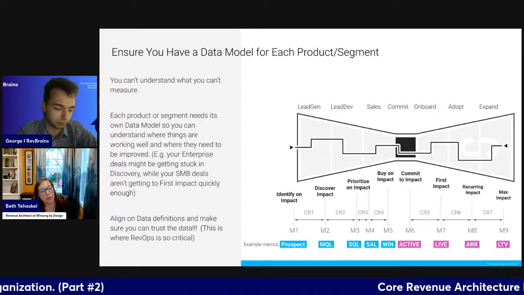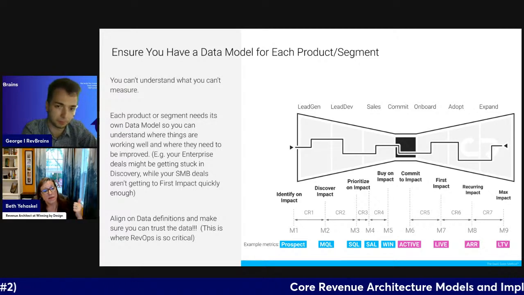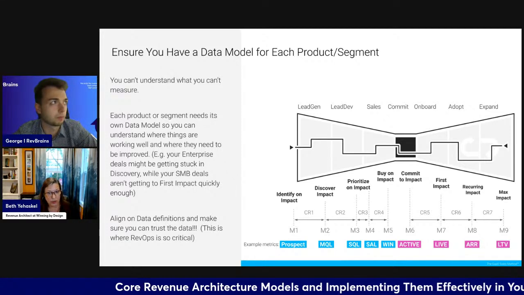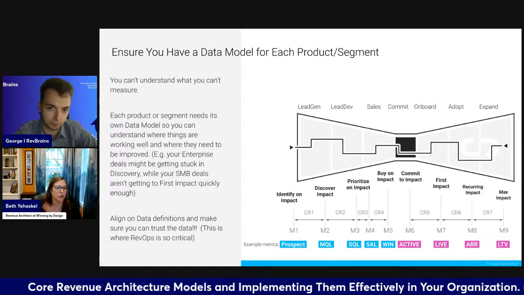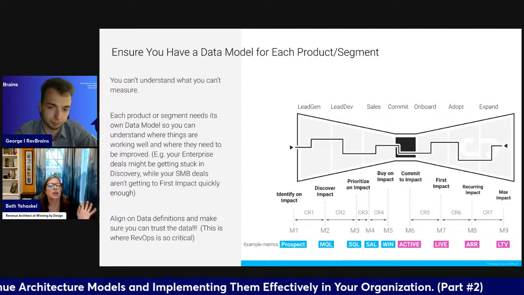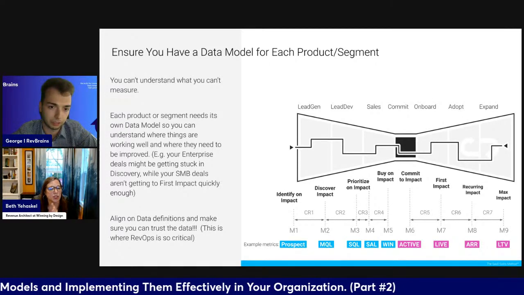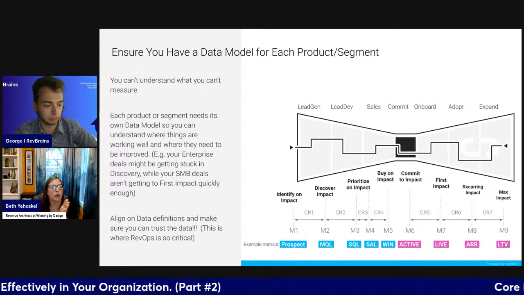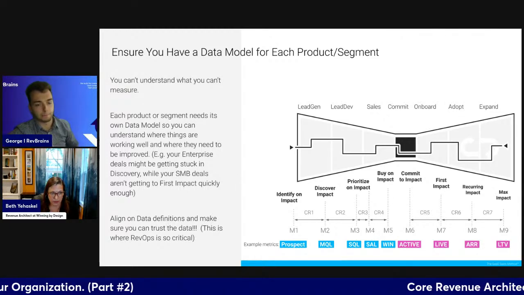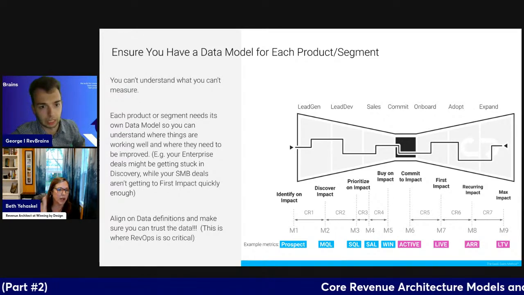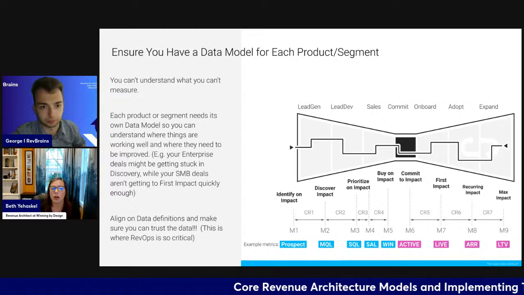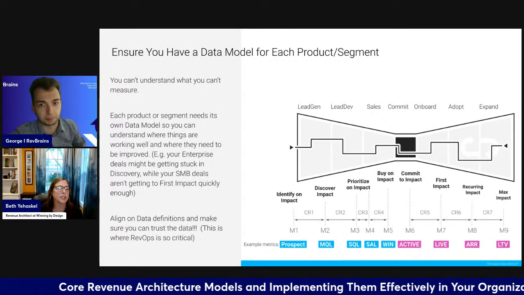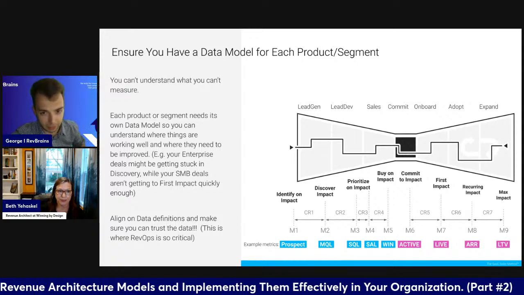And the things to know about the data model are: be very clear on your definitions. What does an MQL mean for you? What does an SQL mean for you? Make sure everybody's on the same page. Make sure you are tracking the data points across the whole bow tie, not just the acquisition side, but also time to onboarding, retention rates, expansion, what kinds of expansion. You want to get all those things in place and they have to be accurate. You need to be able to trust this data.